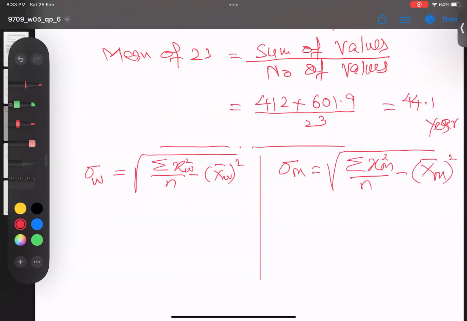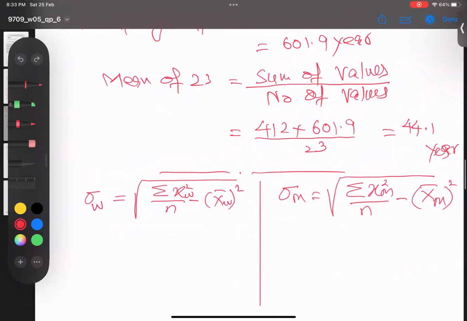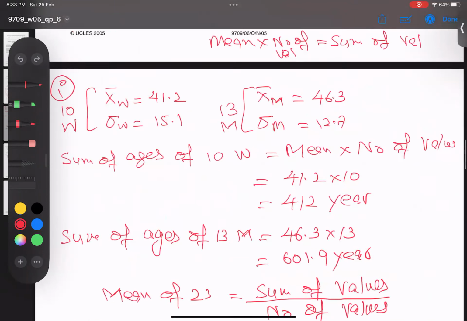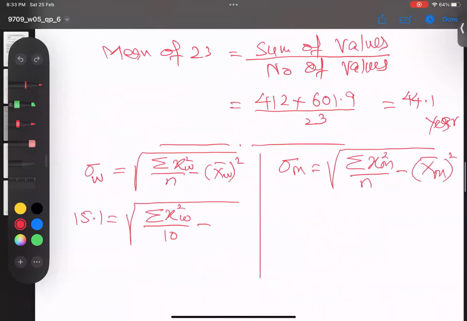Square of that. The deviation given is 15.1 for the 10 ladies, so here I'm writing 15.1. Since there are 10 women, I write 10 here for the sigma x square of women. And the mean of the 10 ladies we know already, 41.2, so I'm writing 41.2 whole square. I hope you got the point.